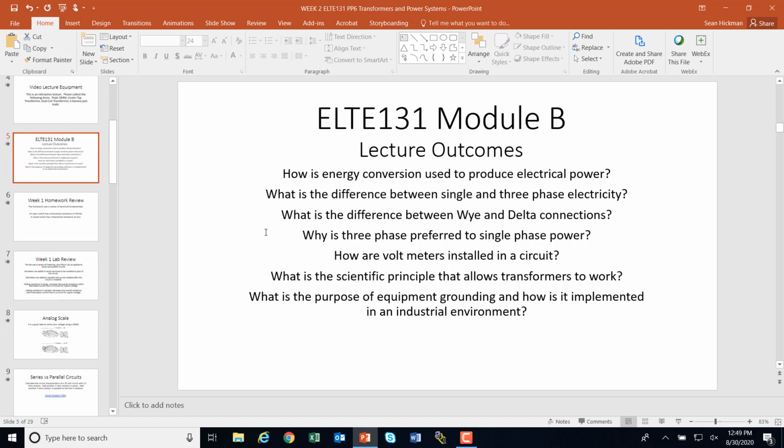The outcomes for lecture B are that we're going to talk about how energy conversion is used to produce electrical energy. What's the difference between single and three-phase electricity? What's the difference between Y and delta connections? Why is three-phase preferred to single-phase power? How are voltmeters installed in the circuit? What is the scientific principle that allows transformers to work? What is the purpose of equipment grounding and how is it implemented in an industrial environment?